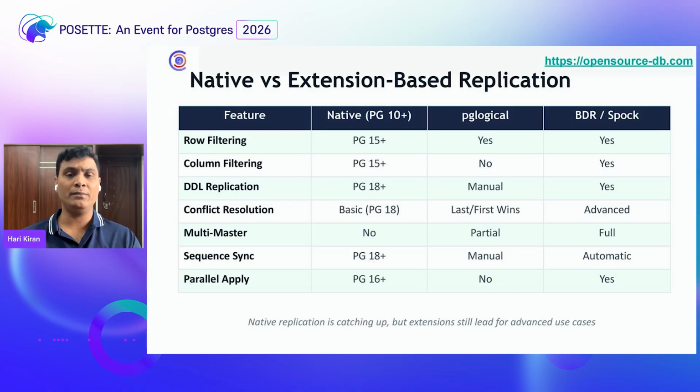Bottom line, if you look at the use cases, they are straightforward. If you have pub-sub replication, CDC, or a cross version migration, native logical replication is now excellent. If you need multi-master, advanced conflict resolution, or automatic DDL synchronization in complex topologies, extensions still lead you there.